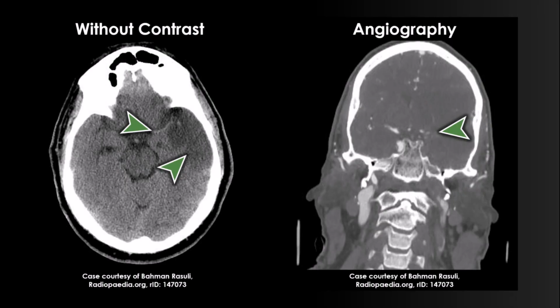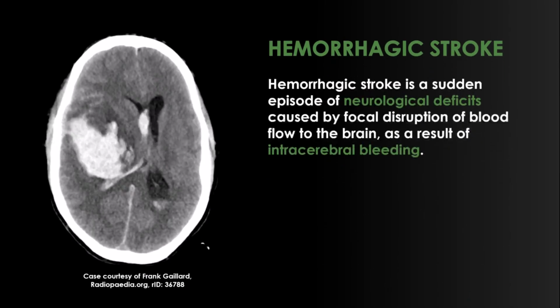The second type of stroke observed in CT is hemorrhagic stroke. Hemorrhagic stroke is a sudden episode of neurological deficits caused by focal disruption of blood flow to the brain as a result of intracerebral bleeding. Unlike ischemic stroke, the blood vessel is not blocked. Instead, it has burst open and is dumping blood outside of the blood vessel. As a result, that nutrient-rich oxygenated blood is no longer being supplied into that region of the brain. That's what results in the neurological deficits.